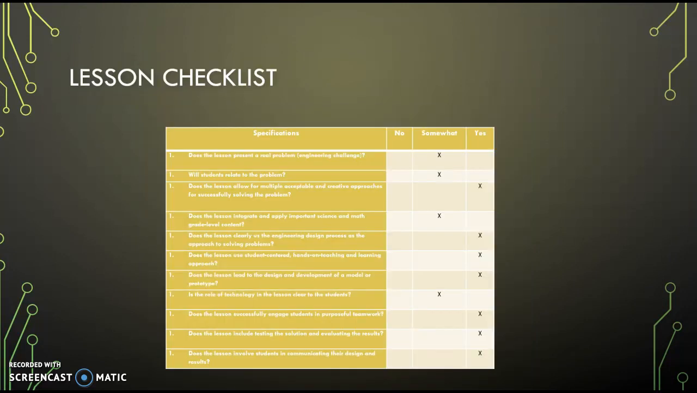So overall, as far as the lesson checklist, I didn't necessarily give them a real world problem. So looking back now, I should have thought about that aspect. I mean, obviously circuits are in our world for real, but I didn't present them with a problem that would be real world for them. So obviously they can relate to the problem because they do have circuits throughout their homes and everything.